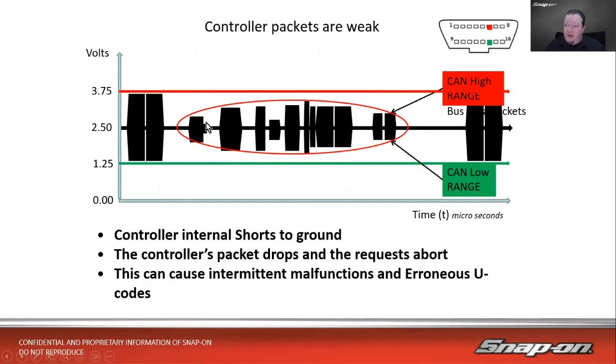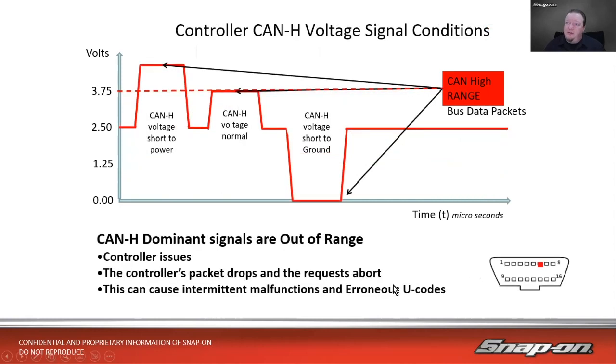If the packets are weak, if you see some big ones and then you see some that are kind of smaller and don't look quite right, it could be an internal short to ground on the controller. If that happens, the controller's packets are going to drop off and they're going to stop asking it for information, causing intermittent function and U codes.